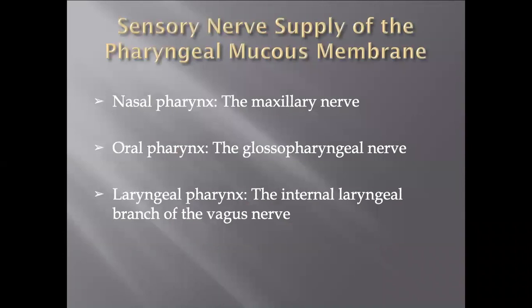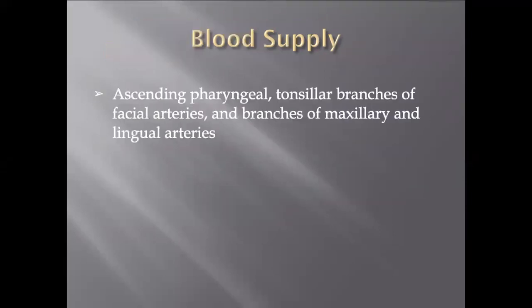So what is the nerve supply? The nerve supply of the nasopharynx is by the maxillary nerve, the oropharynx by the glossopharyngeal nerve, and the laryngopharynx by the internal laryngeal branch of the vagus. So these are the three areas which you will have to remember.